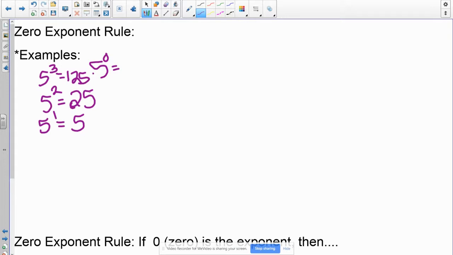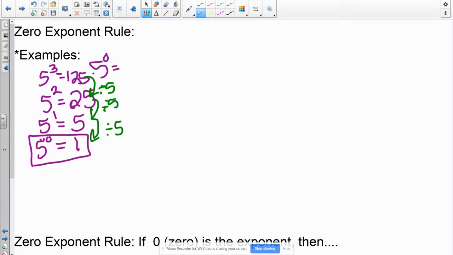So 5 to the 3rd power is 125, 5 to the 2nd power is 25, 5 to the 1st power is 5. If you notice the pattern, like we did in learning target number 1, we're always dividing by 5 as we are decreasing in powers. So if that pattern continues and we divide by 5 again, 5 divided by 5 is 1. And if we look at our pattern over here, powers of 3, 2, 1, this would have to be the power of 0. So notice that 5 to the 0 power is 1.